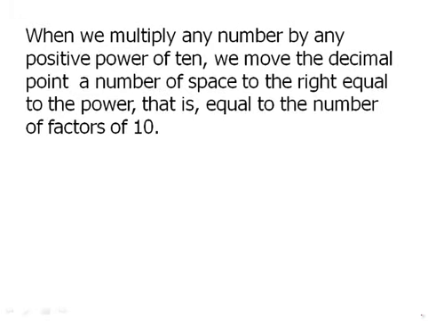When we multiply any number by any positive power of 10, we move the decimal point a number of spaces to the right equal to the power, that is, equal to the number of factors of 10. So if I multiply 350 times 100, 100 of course is 2 factors of 10, is 10 to the 2. That means the decimal point moves 2 places to the right, which has the effect of adding on 2 more zeros at the end. Again, that's a trick you can use if the number is bigger than 1.